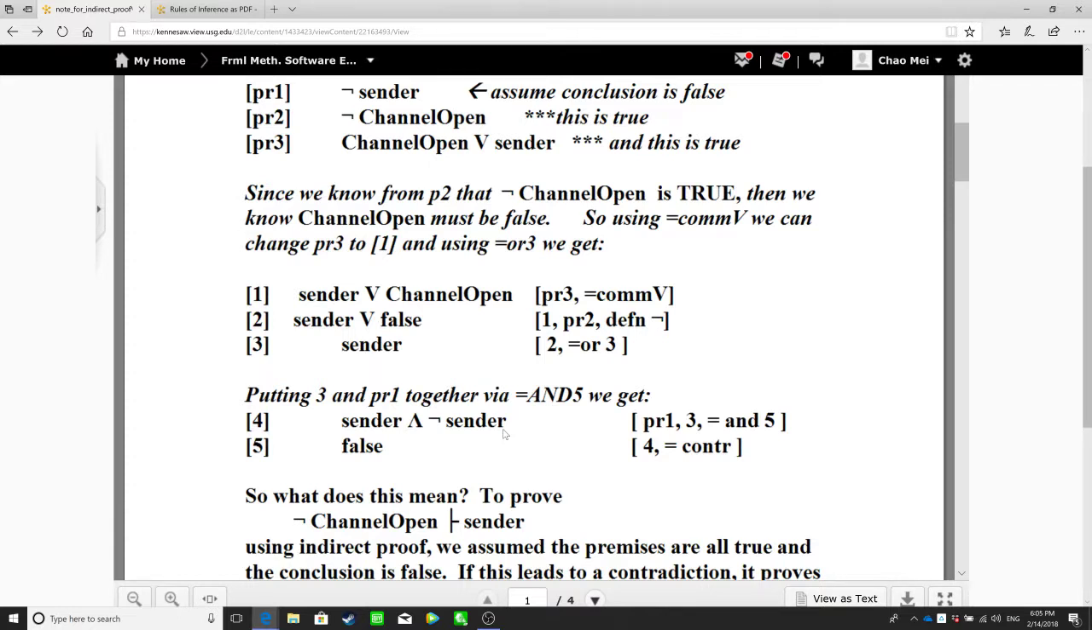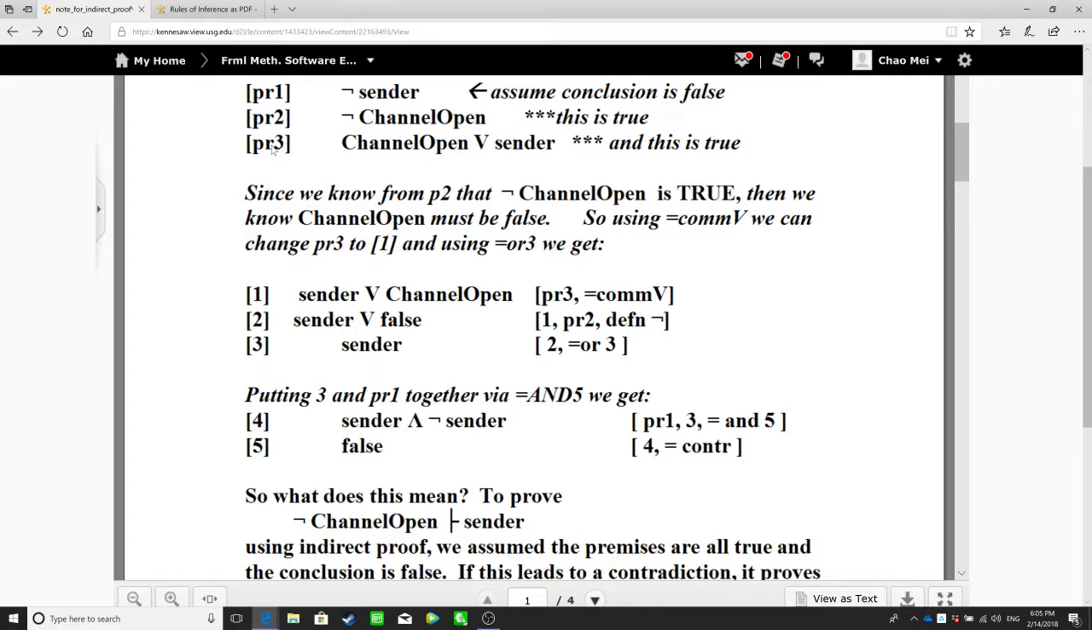Okay? This is a pretty simple example. Okay, so let me explain it again. We have this PR1, PR2, PR3 come from the premises and our assumption to the conclusion. So PR1, PR2, and PR3, all of them have to be true. We assume all of them are true. Okay, no problem, right?